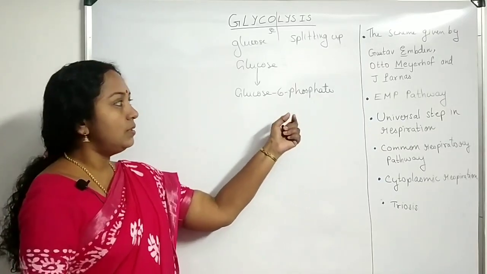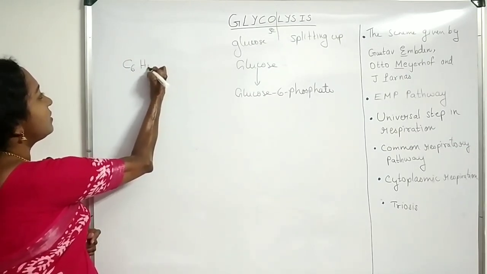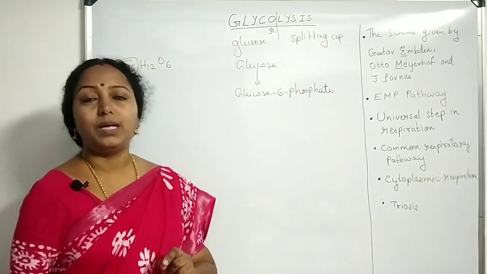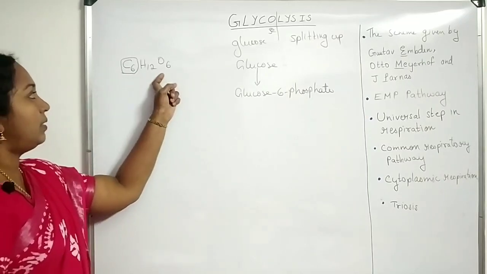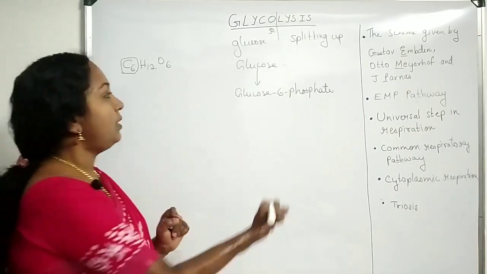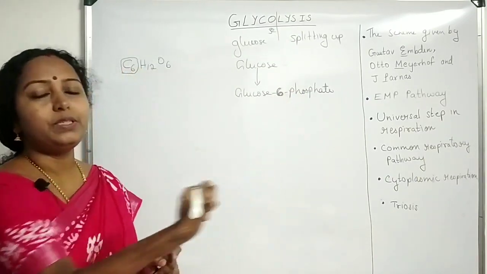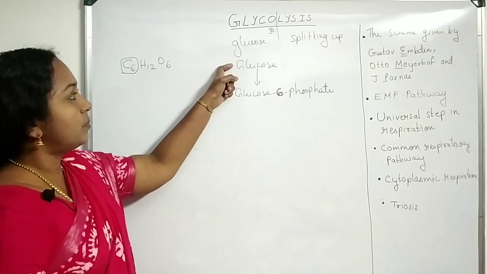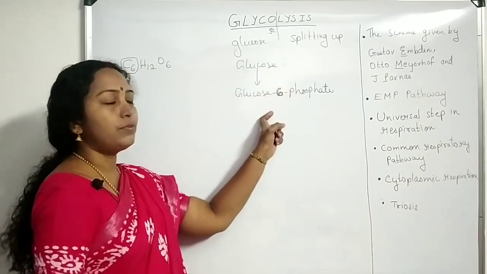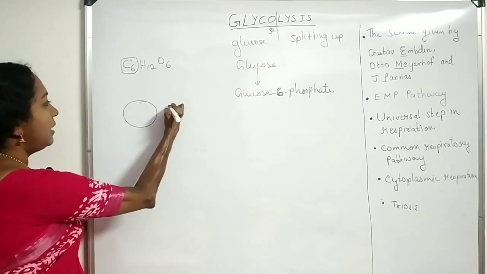No. When you write glucose, you write it like this, C6H12O6. That means glucose is a molecule having 6 carbon atoms. Out of these 6 carbon atoms, in the 6th carbon atom, 1 phosphate is getting added. So here, this 6 refers to the position of the carbon atom to which the phosphate is getting added. To this glucose molecule, in its 6th carbon, phosphate is getting added. That is glucose 6-phosphate.